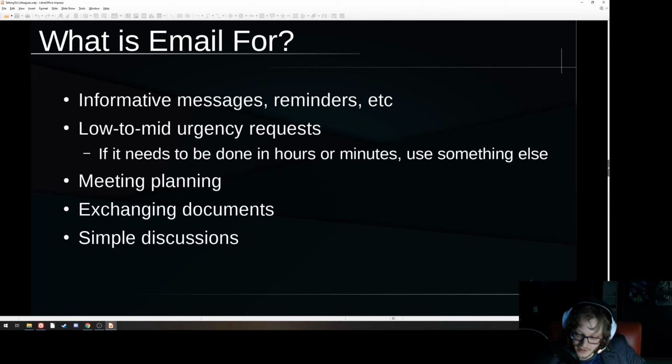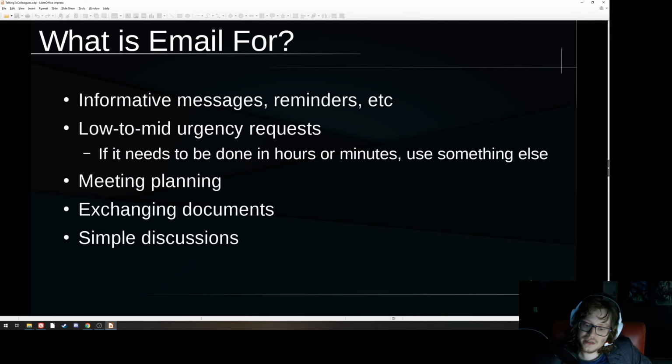So what is email for? Email is for informative messages, reminders, okay, low to mid-urgency requests, not for high-urgency requests. If it needs to be done in hours or minutes, then you should do something else. You should call them. You should send them a message on your chat application. Leave them a voicemail. If you need somebody's attention quickly, it's probably not a job for email. If email's all you've got, though, then I guess you should have just planned ahead. So at that point, you're in the situation you're in.